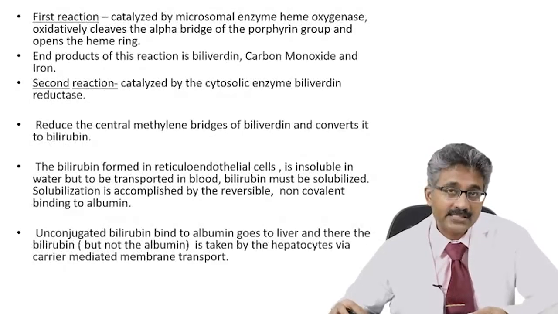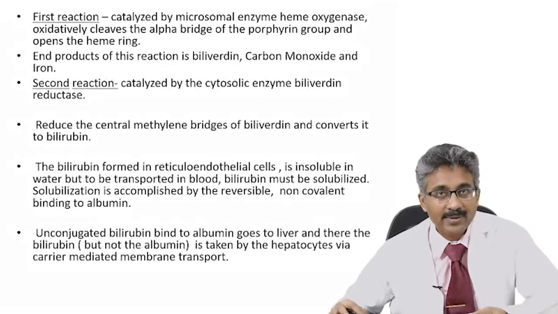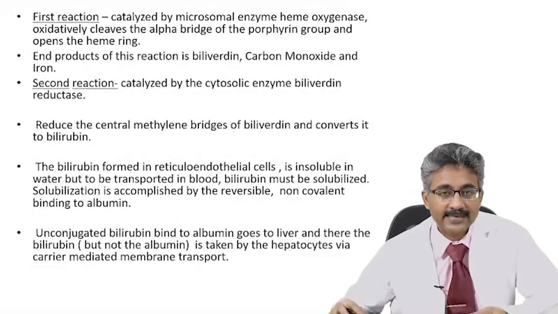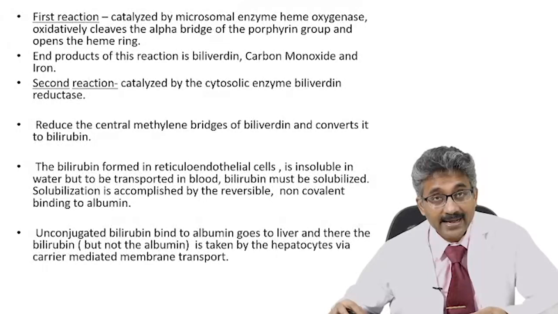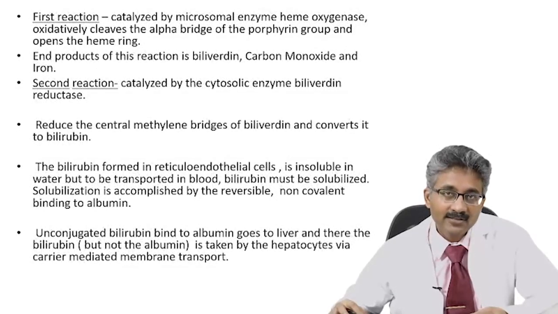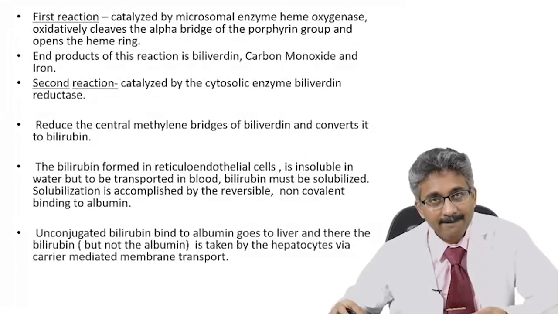So the first reaction, students: heme will be acted on by heme oxygenase. It will convert that into biliverdin. That is the first reaction. This occurs in a microsomal system, the microsomal enzyme heme oxygenase. Then the second reaction occurs in the cytosol. It is a cytosolic enzyme. Biliverdin will be converted by biliverdin reductase into bilirubin.